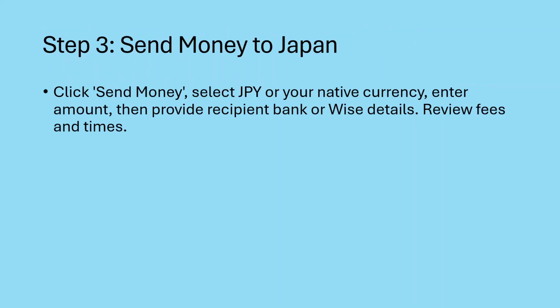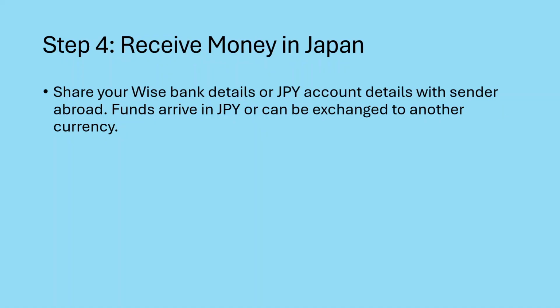Step 3. Send money to Japan. Click Send Money, select JPY on your native currency, enter amount, then provide recipient bank or Wise details. Review fees and times.